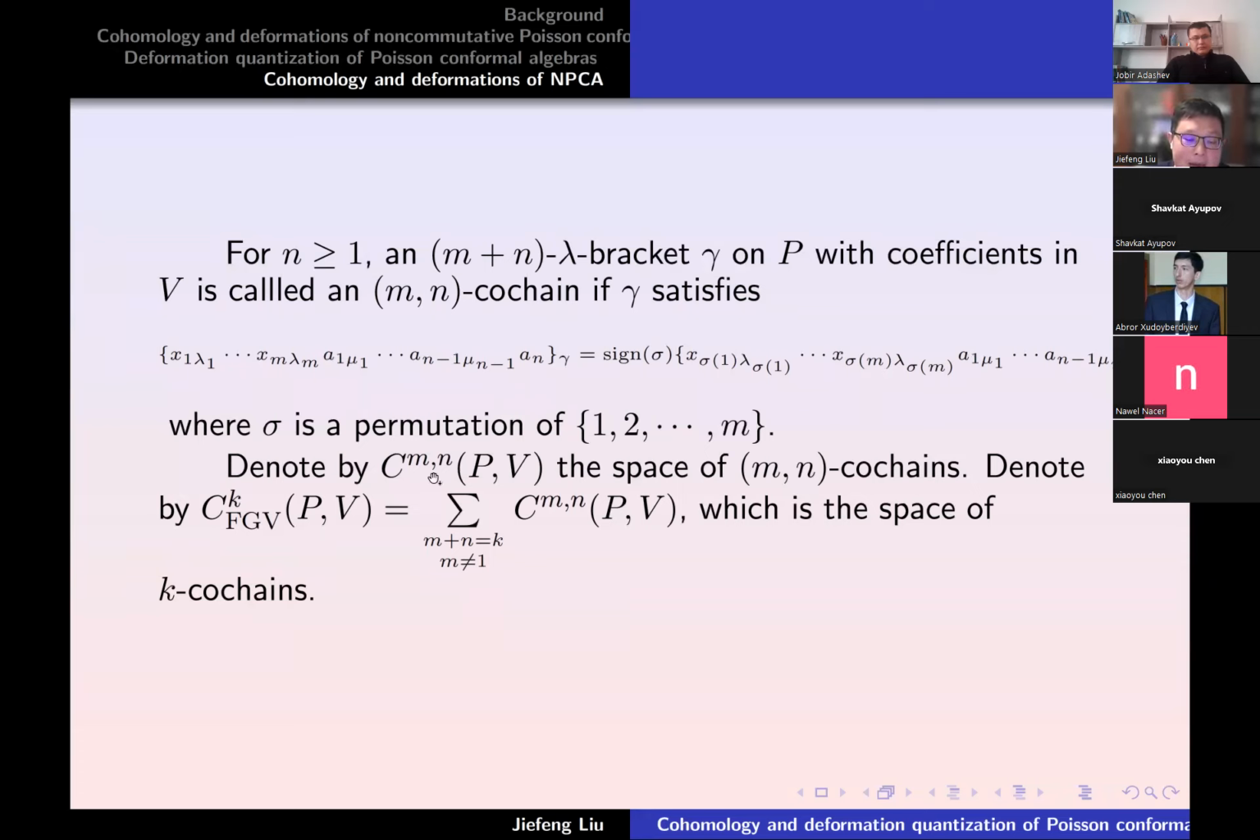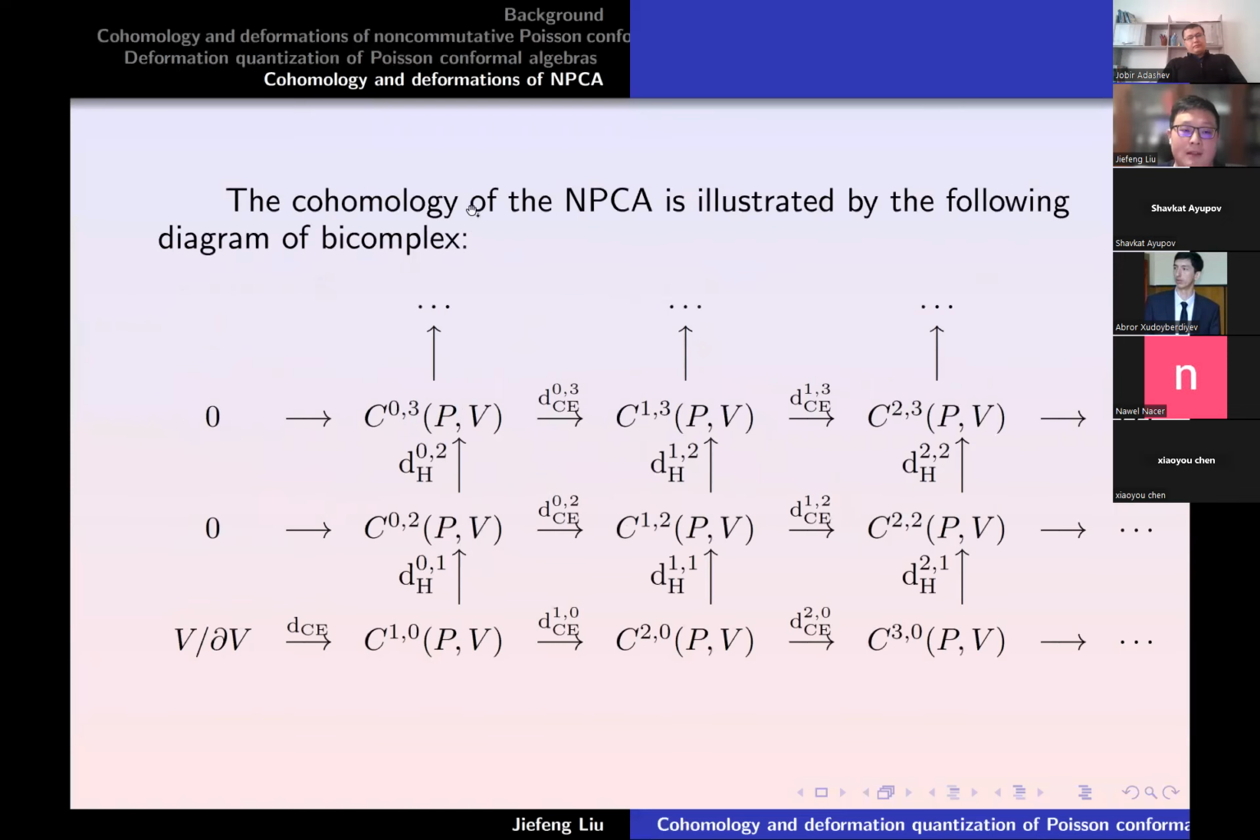Denoted by CMN(P,V), the space of MN cochains, denoted by C^k(P,V), is the sum of this element with the condition m plus n is equal to k and m is not equal to 1, which is just the space of k cochains. The cohomology of the MPCA is illustrated by the following diagram of bicomplex.